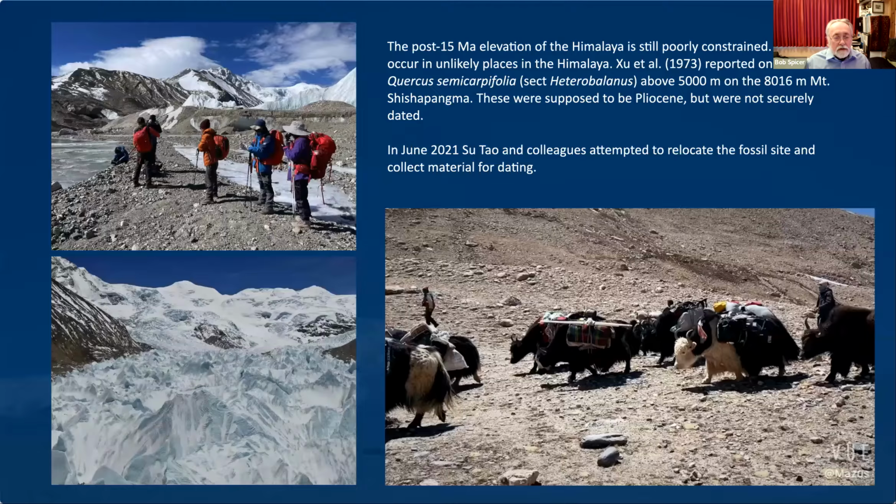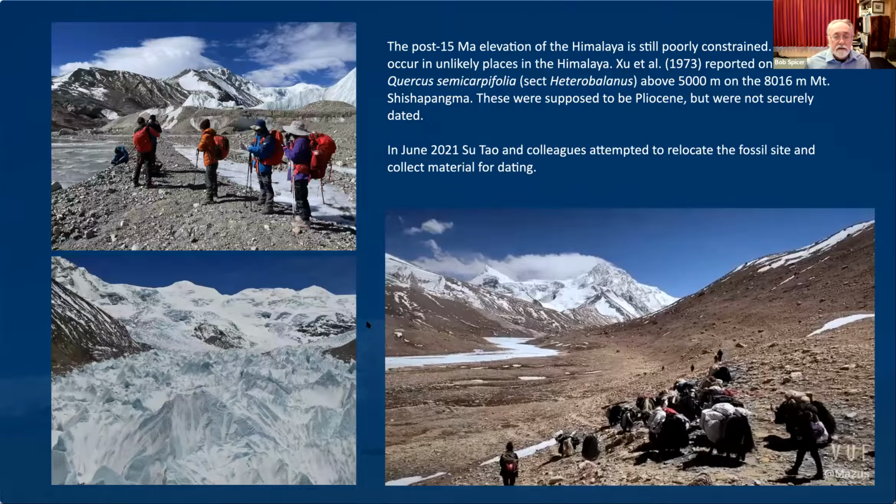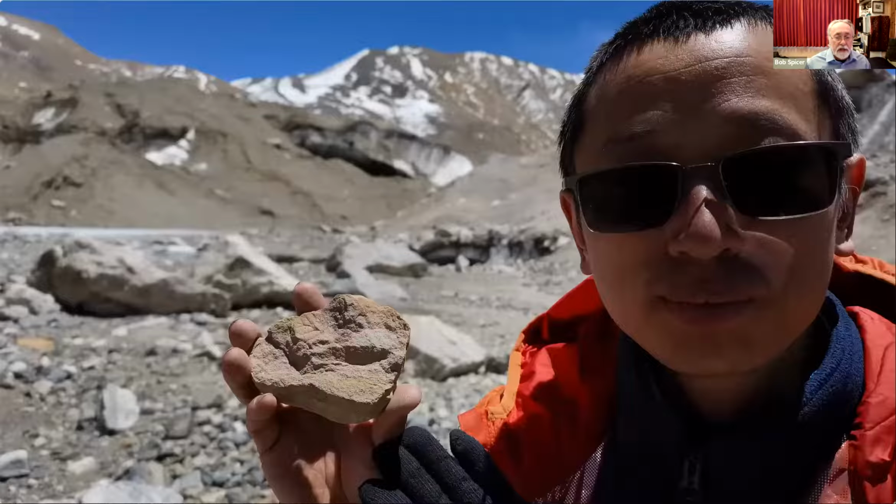Sutao and colleagues at XTBG last year went back to Mount Shishapangma to try and find this locality, because the locality had been lost and there were no secure dates. The fossils were thought to be Pliocene because this is a modern taxon. What they found, at just below 6,000 meters, was a fossil oak leaf. And they found it in a location that they can date.